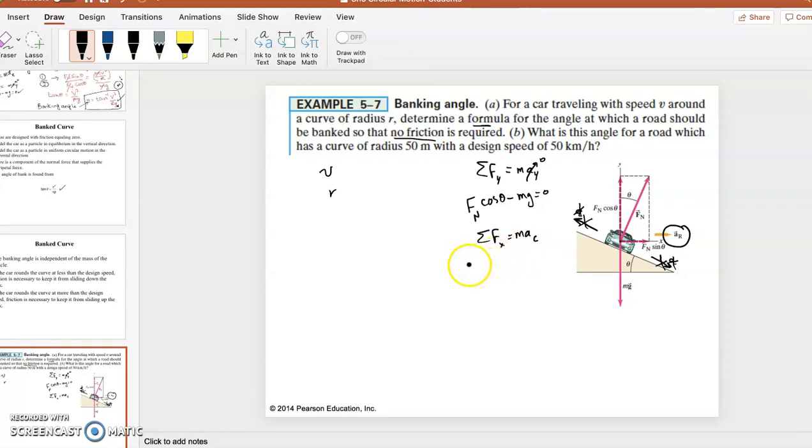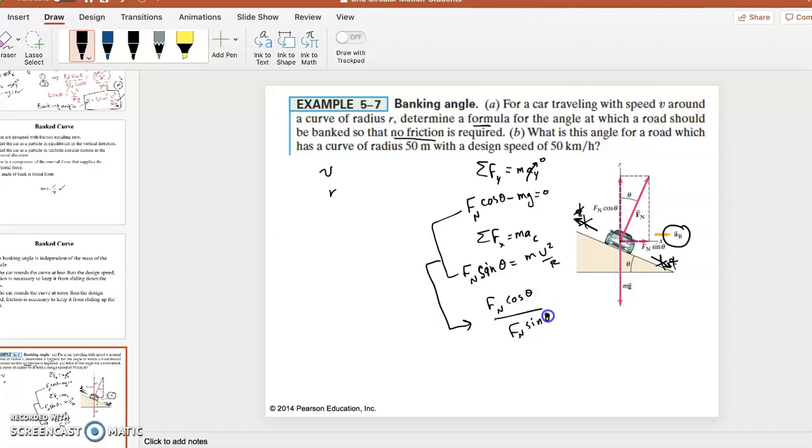What are the forces along the x-axis? It's simply the x component of the normal, Fn sine theta, is equal to mv square over r, and we get these two equations. From here, we remember that this is equal to mg, so we divide them over each other. Fn cosine theta divided by Fn sine theta is equal to mg over mv square over r.